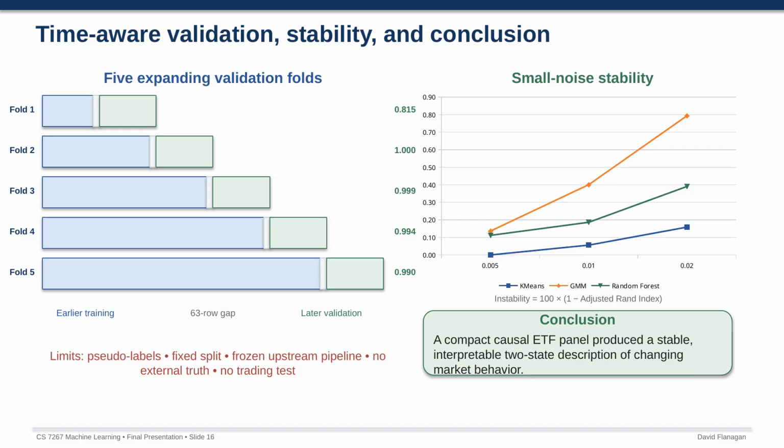The Adjusted Rand Index, or ARI, compared two sets of labels. One meant they matched exactly. Seed tests produced an ARI of 1, and small noise tests stayed very close to 1. The project therefore produced a stable two-state description of changing market behavior.